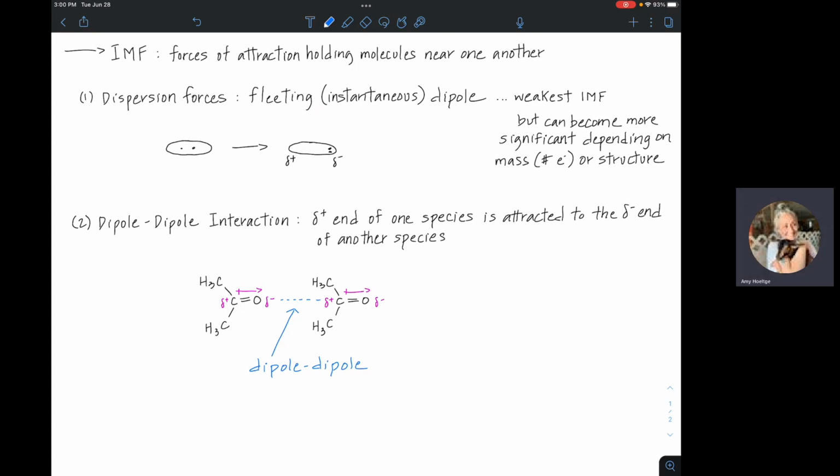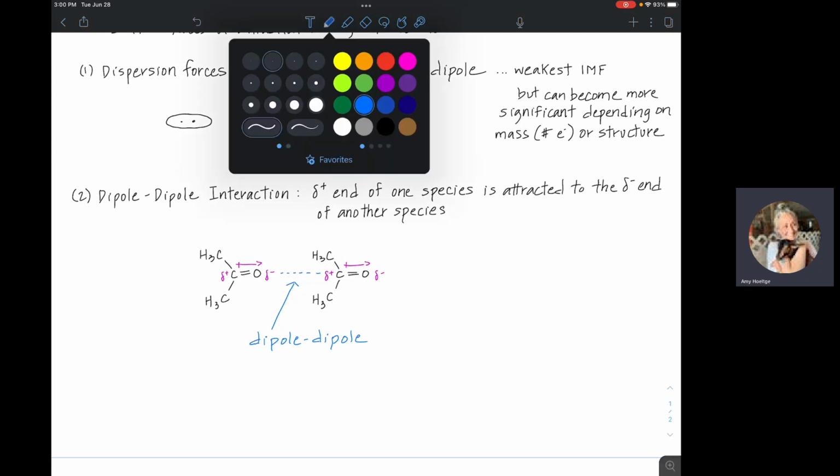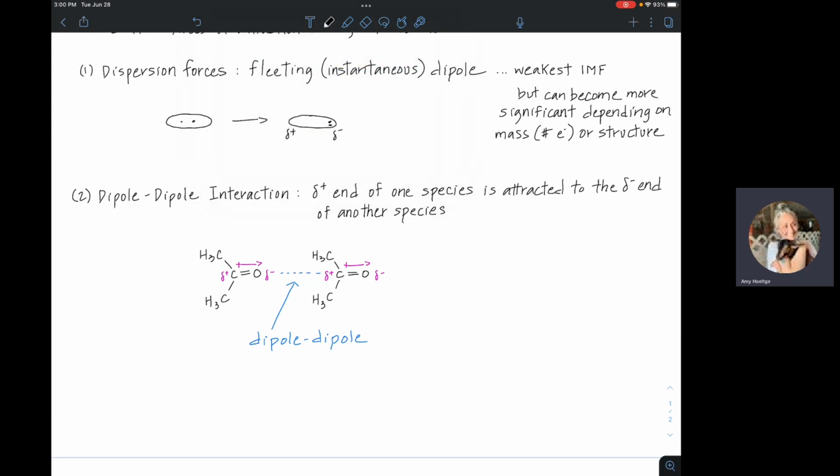So there's a force of attraction there where that partial negative charge on the oxygen on one acetone molecule is attracted to the partial positive charge of the carbon on the other acetone molecule. So this is what we call a dipole-dipole interaction. And then there's another intermolecular force that is a dipole-dipole interaction, but it's very specific. This particular intermolecular force of attraction is like our medium strength.